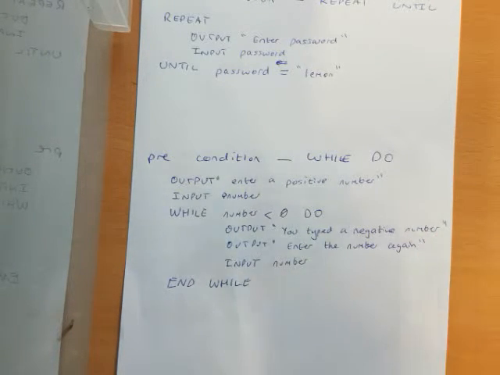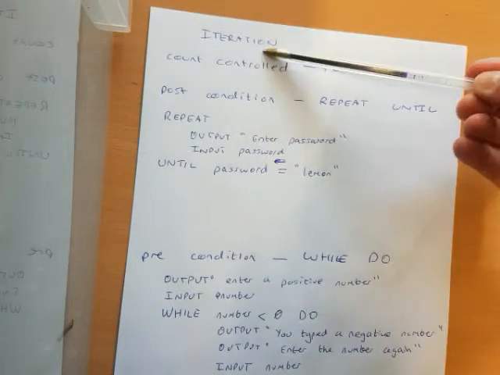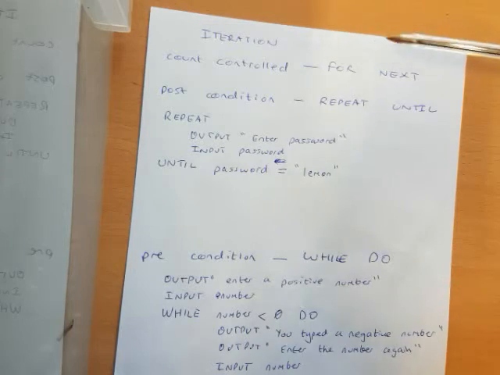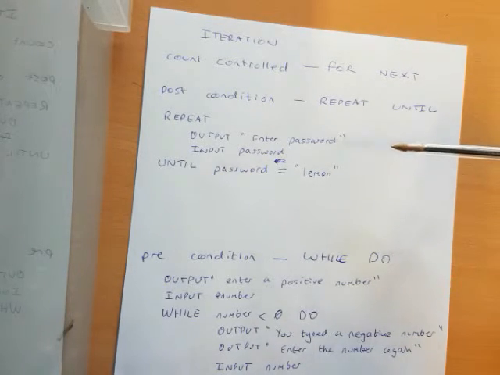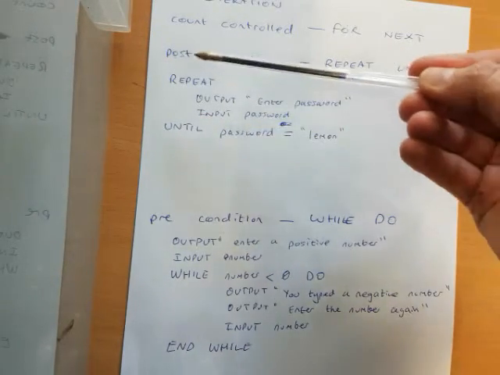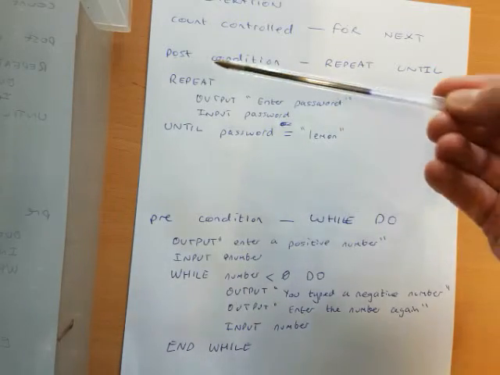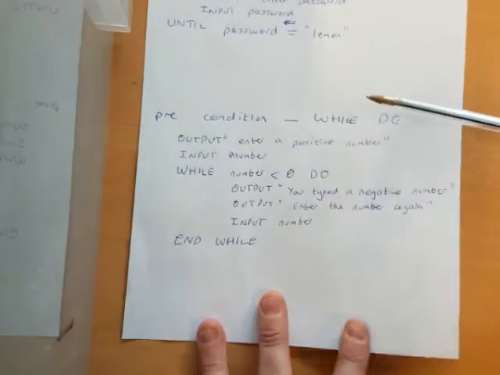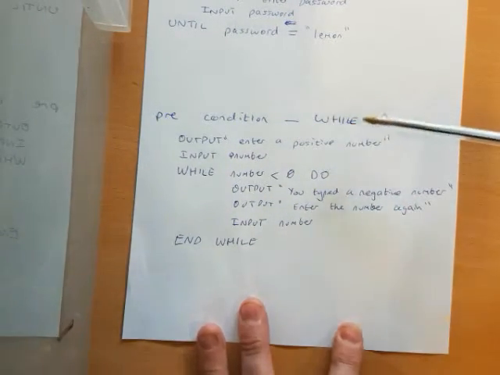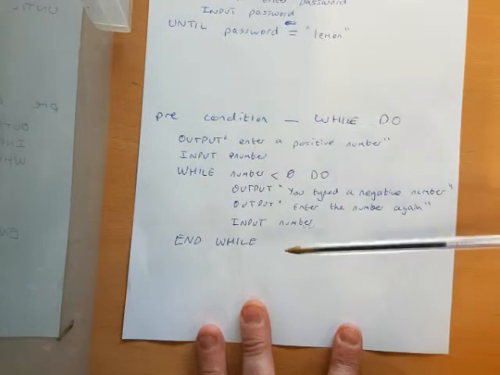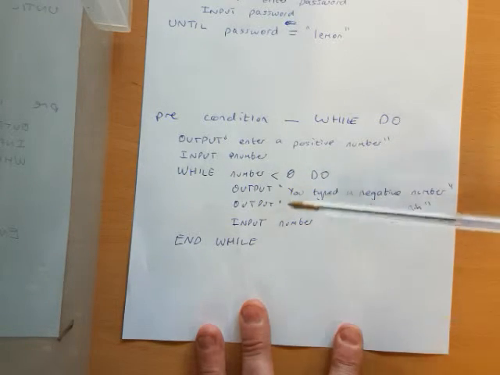Okay, so we've got our 3 types of loops, 3 types of iteration. Okay, count controlled, we know how many times it's going to run, we use for next. So for count equals 1 to 1,000, and then next count. Post condition, when we want the loop to run at least once, repeat until. Repeat statements, condition. Okay, and then finally, precondition. The advantage of this one is it checks the condition before the loop actually runs. So we may not even need to run at all. Advantage being, we're saving processing time.